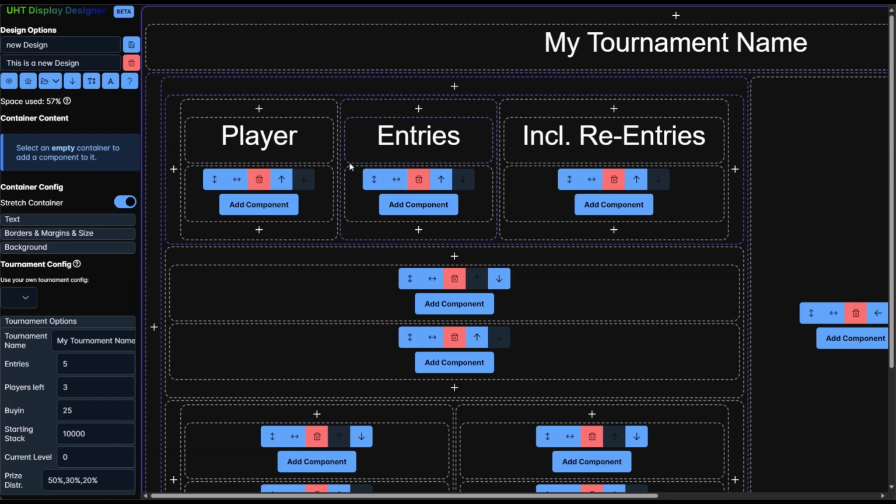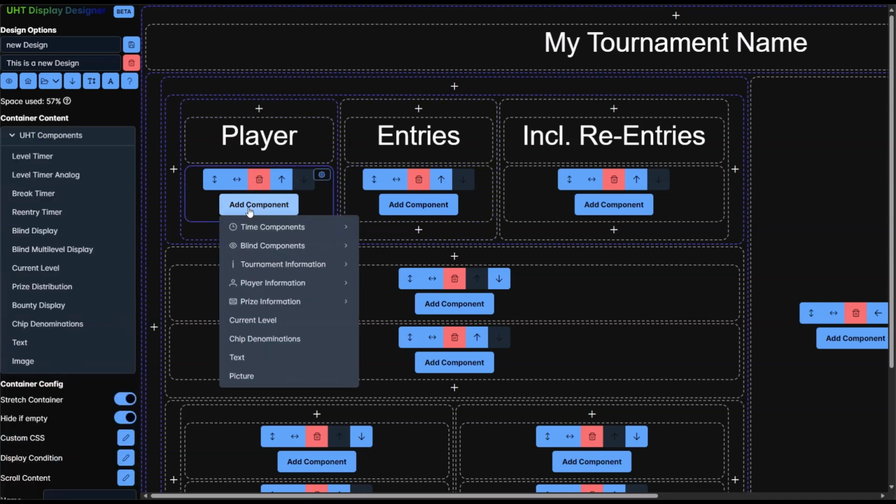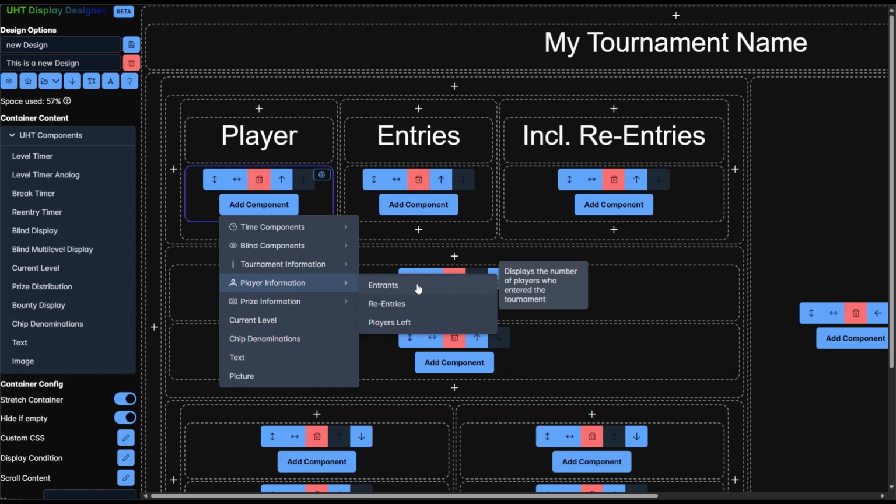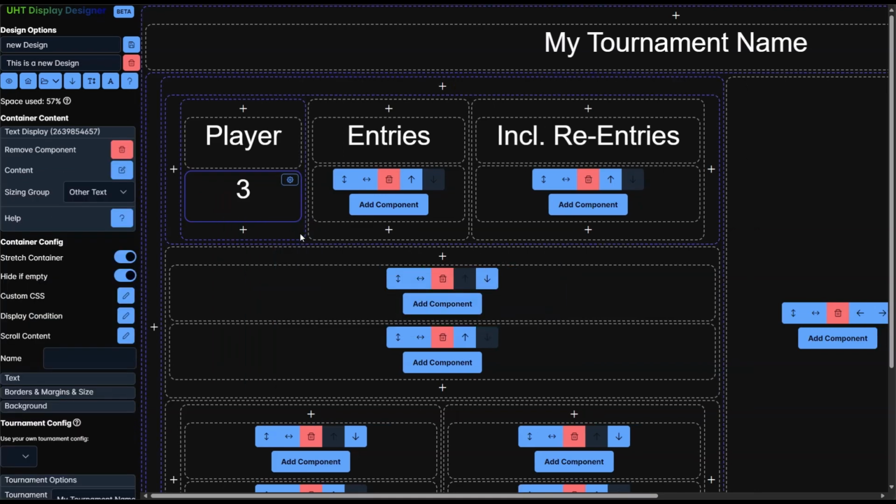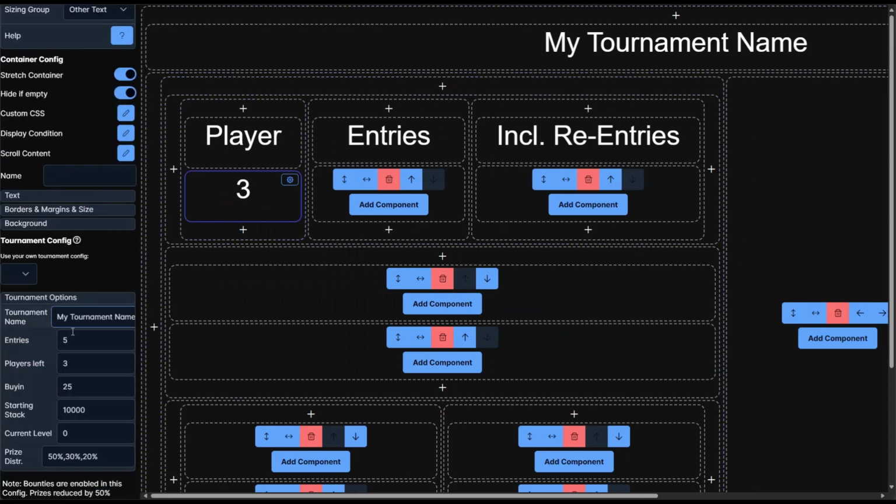Okay, so let's just enter the missing information. For the players here, we're going to use the shortcut and go to player information, and use the players left. So these are the players that are still in the tournament and didn't bounce yet. As you can see, this is the same value which is here in our dummy configuration. We can even change it, and it will be reflected directly in the designer interface.